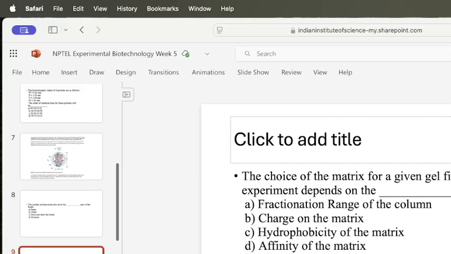The next question is, the choice of matrix for a given gel filtration chromatographic experiment depends on the dash: fractionation range of the column, charge on the matrix, hydrophobicity of the matrix, and affinity of the matrix. So you can think about this question for a couple of minutes.